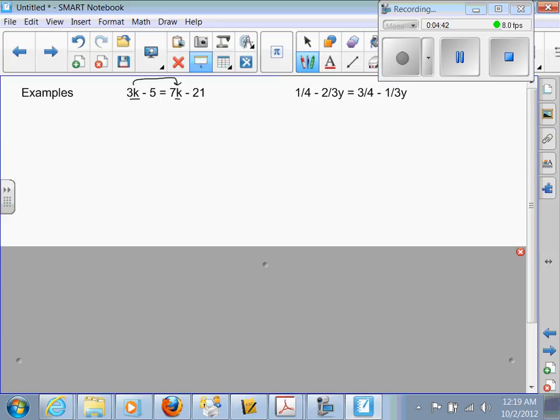If you think ahead of time, the answer should be to end up with a positive k. So the first thing that we're going to do is add negative 3k to both sides. Also, I want to add the opposite on my equation, because that way I keep track of negative signs. On this side, the 3k's cancel out. I get negative 5 is equal to 7 minus 3 is 4k plus negative 21.